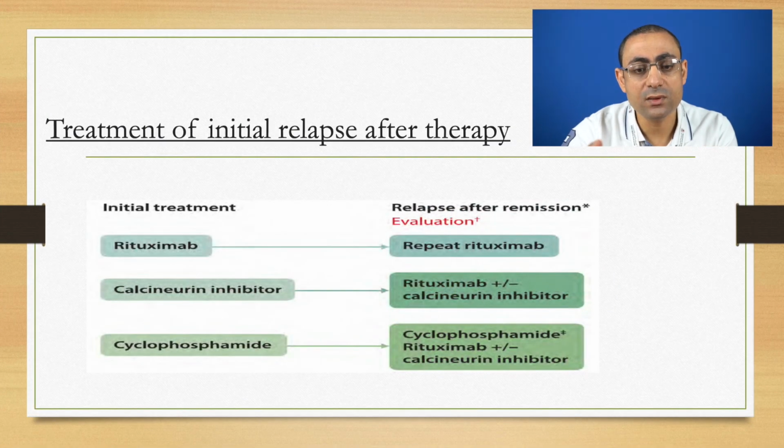What about a patient who achieved remission and later on has an initial relapse after the therapy? Treatment of the initial relapse will depend on the initial treatment. For patients who received initial treatment with rituximab and had remission, then later on had a relapse, we will repeat the rituximab dose. For patients who started initial treatment with CNI, rituximab plus or minus CNI can be given for relapse. And for patients with initial treatment of cyclophosphamide, another course can be given, or rituximab plus CNI can be given.